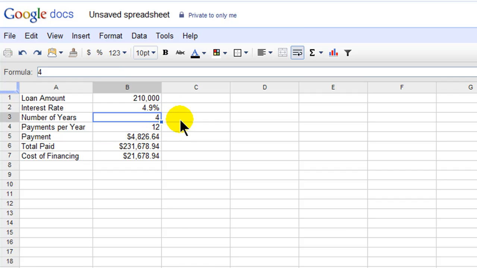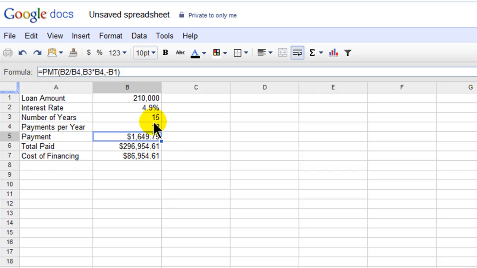Number of years isn't going to be 4 years, but what if we did a 15-year mortgage? Here we go. So now it's looking a little bit more realistic to a home. You borrow $210,000, interest rate is 4.9%, number of years is 15, payments per year is 12, and your payment will be $1649.75. And let's kind of make a mental note of this. The cost of financing this loan is just under $87,000.